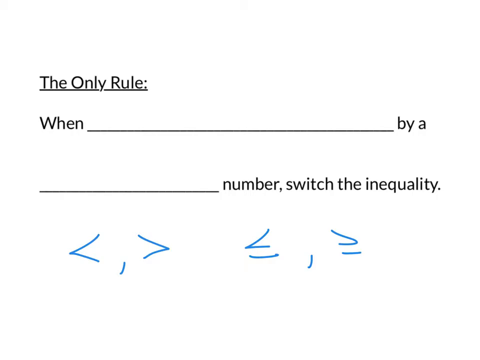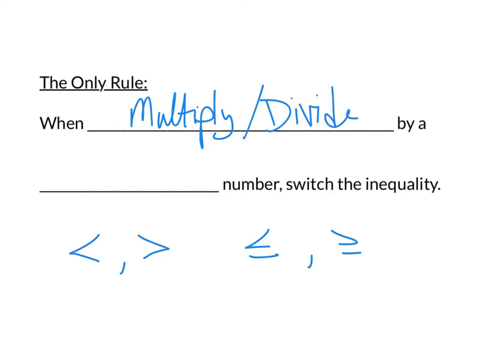and that is that when we multiply or divide by a negative number, then we switch the inequality.